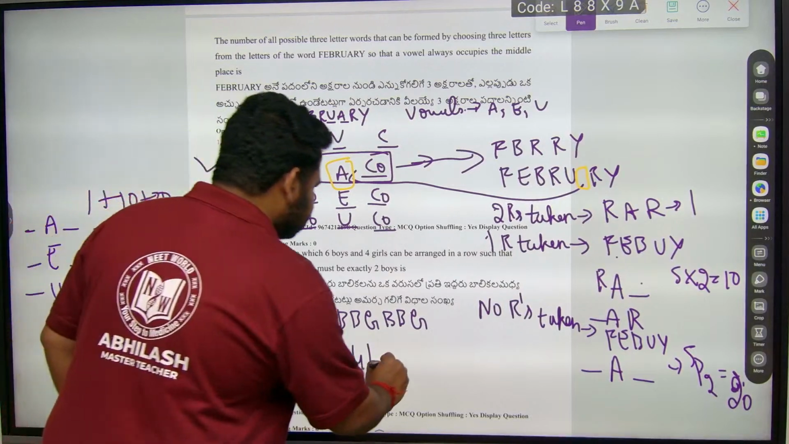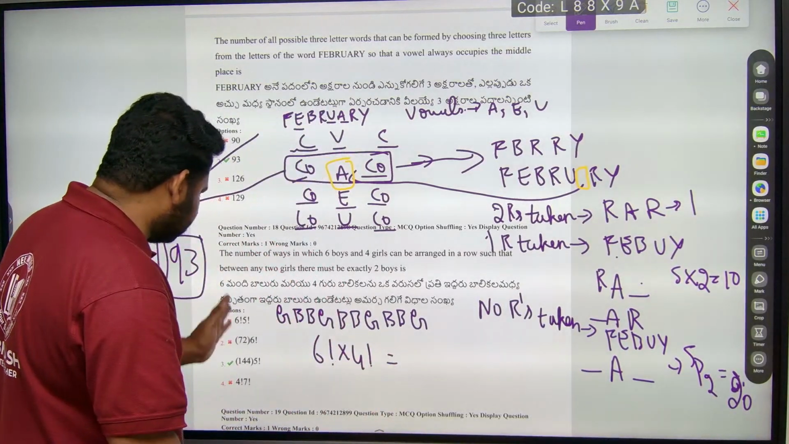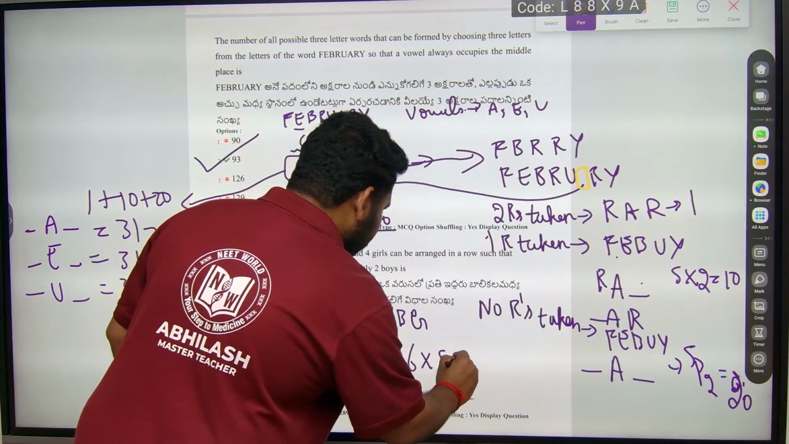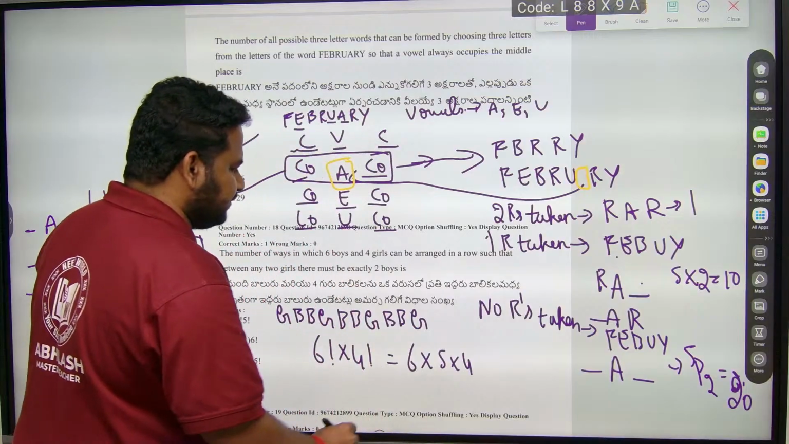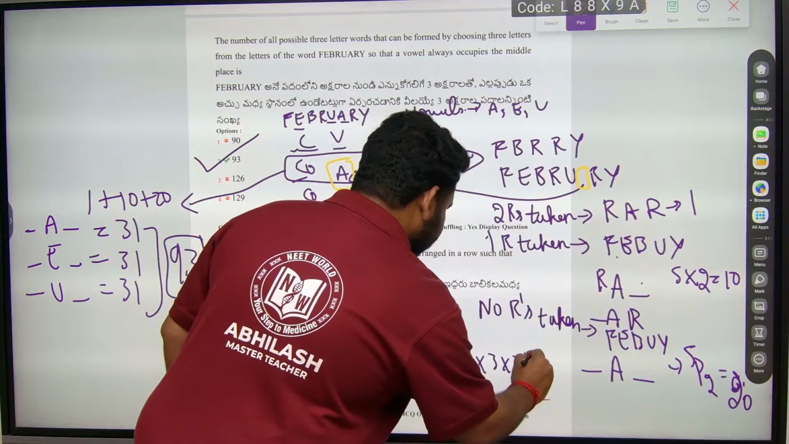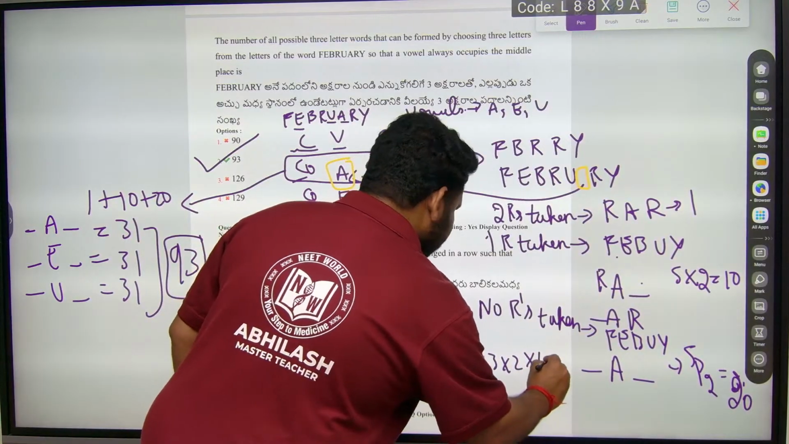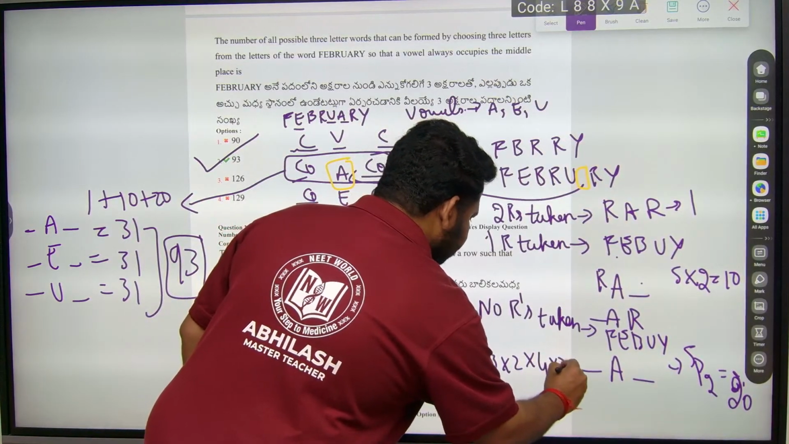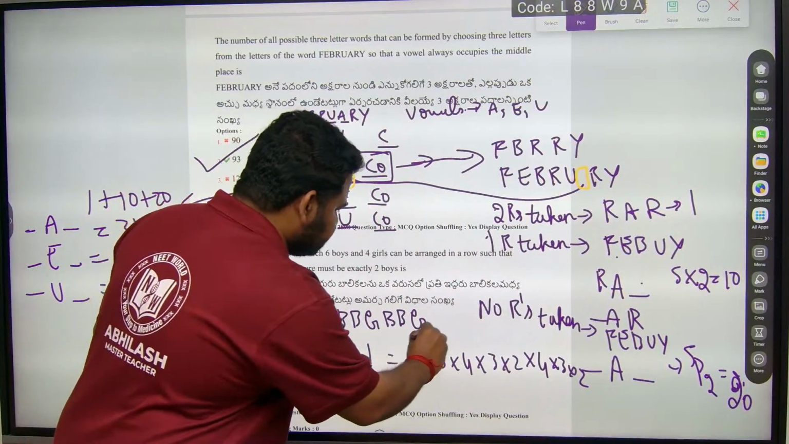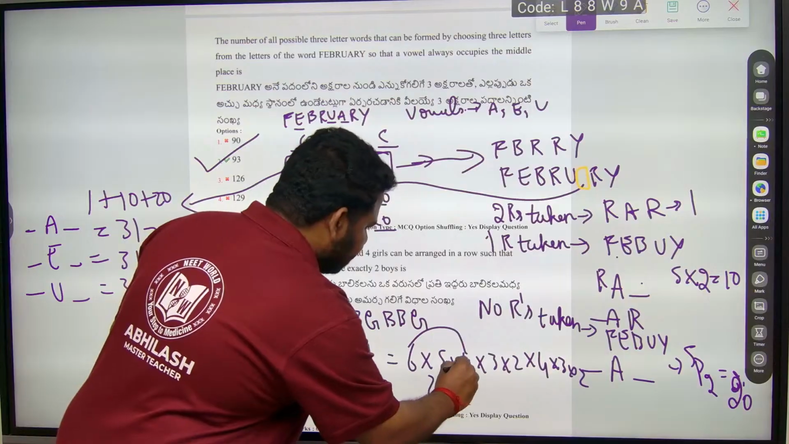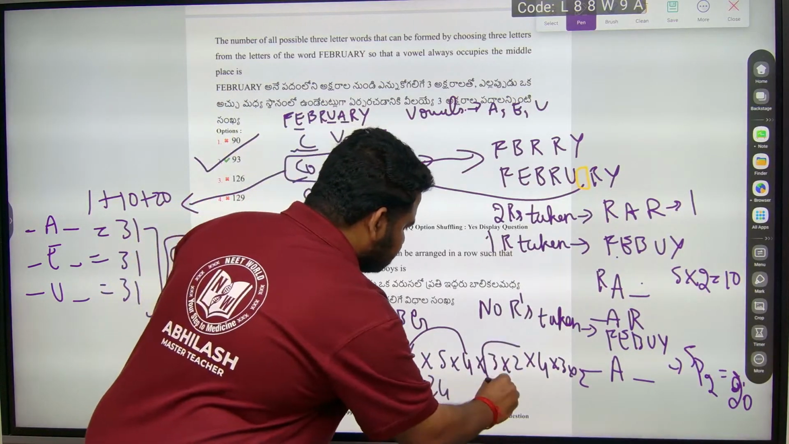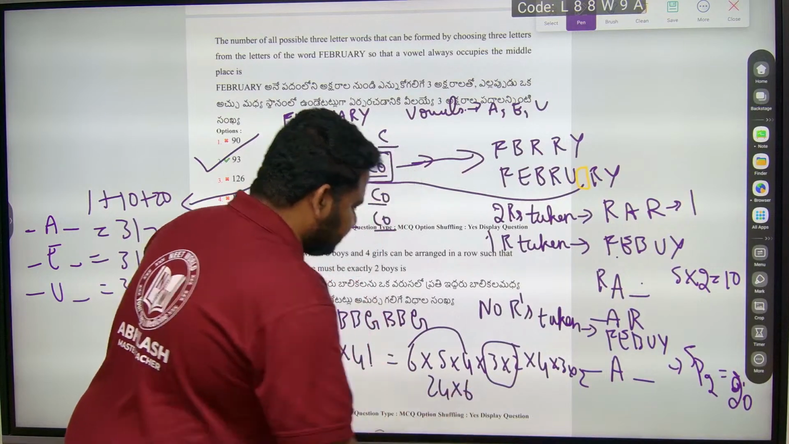So I can write this as what? 6 factorial can be written as 6 into 5 into 4 into 3 into 2. And 4 factorial, I can write it as 4 into 3 into 2. Now 6 into 4 is 24, and 24 into 3 into 2 is nothing but 24 into 6.